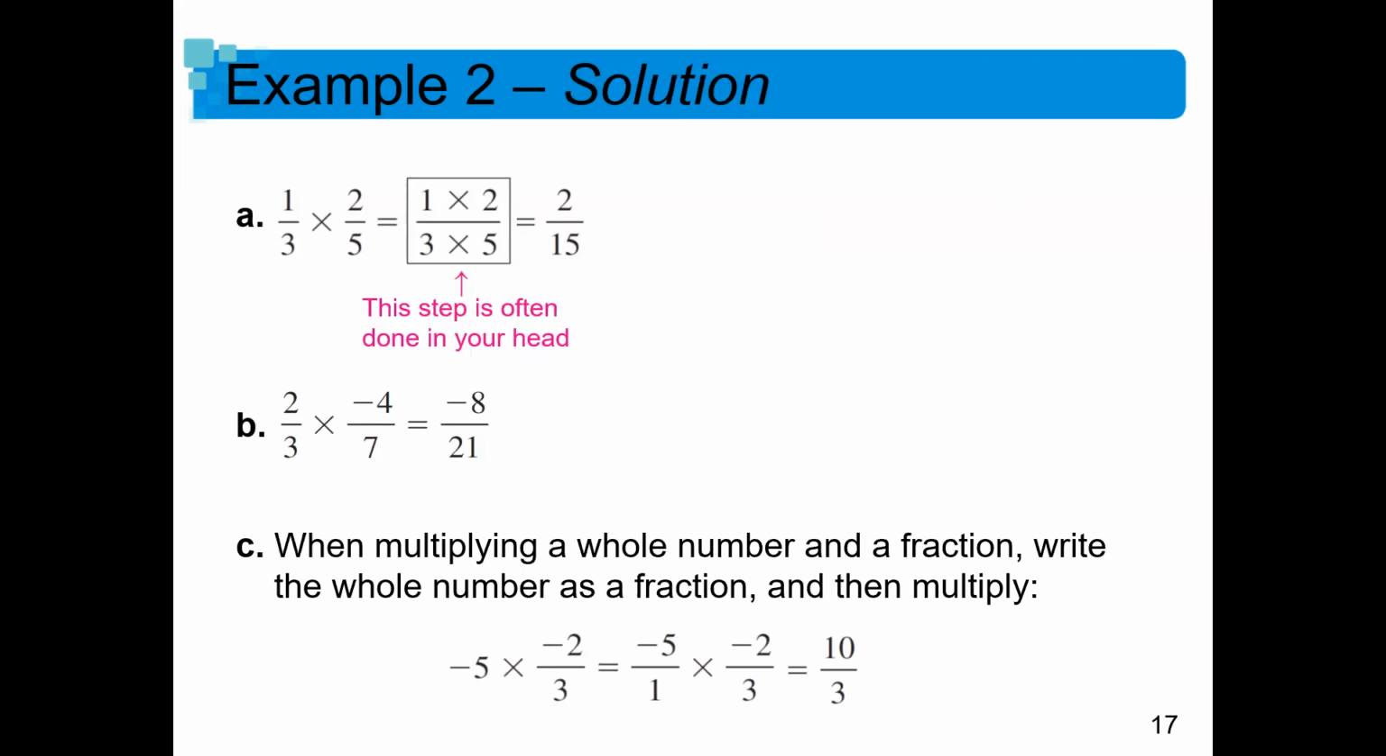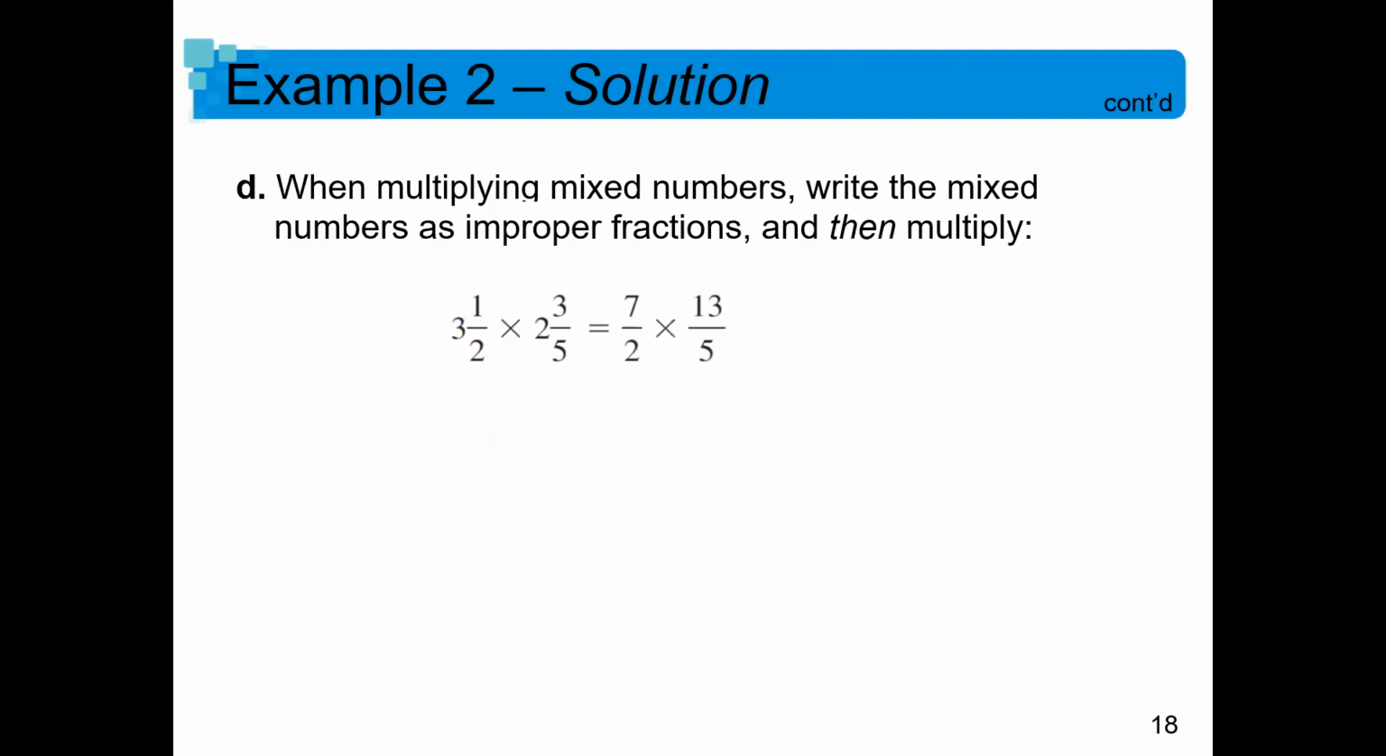Now, when you multiply a whole number and a fraction, you have to write the whole number as a fraction. So -5 is actually equal to -5 over 1. And now you will see that you have to multiply the numerators. -5 times -2 is equal to +10. And then you multiply the denominators. 1 times 3 is equal to 3. And you have an improper fraction as a result.